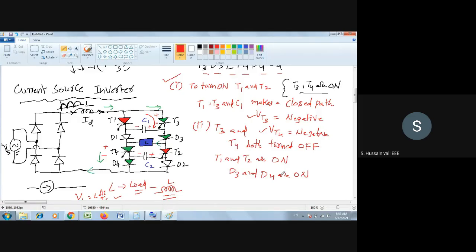I think I have drawn a wrong circuit. Just change that. Really sorry, I will change this. No problem, just a small change. But that will not matter at all here. You don't need to worry about that. Both the cases remain the same.